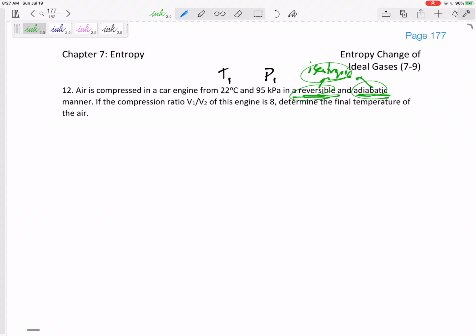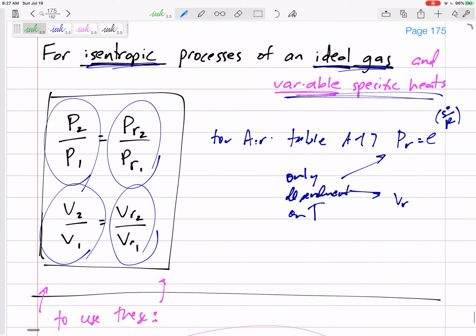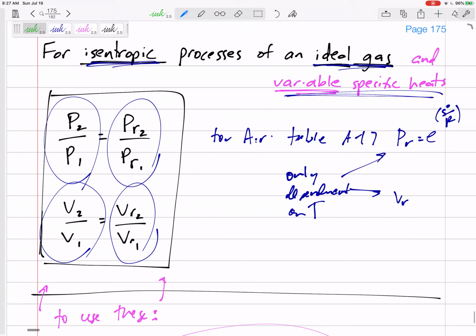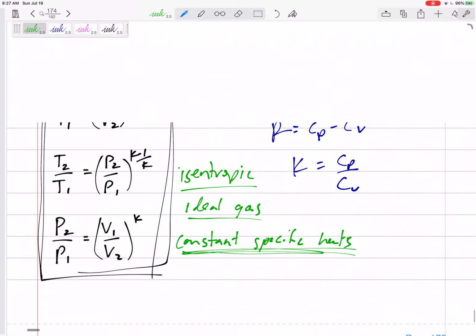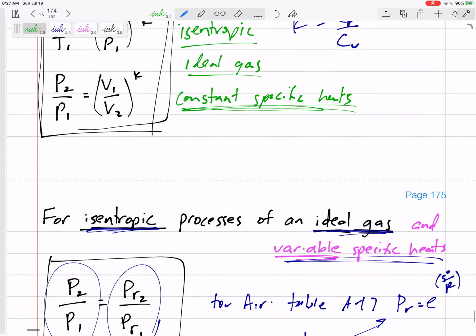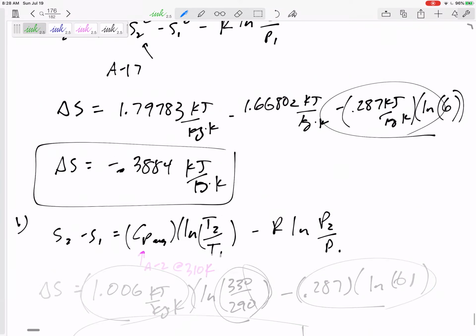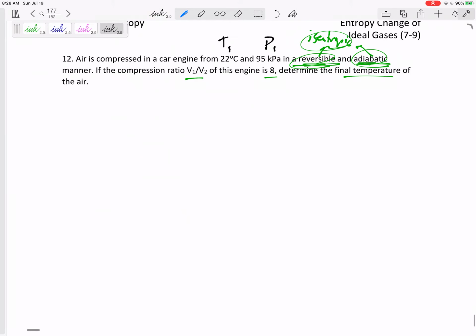All right, so this is isentropic. I'm not going to find the entropy change. They tell me the ratio of the volumes is 8, determine the final temperature of the air. So this is an isentropic process, so I can use either of those methods. The second half of these notes, I can use the relative pressures and relative volumes from the air property table, or I can use these equations right here if we want to assume constant specific heats. I'm actually going to do both, but let me start with the relative pressure and relative volume methods.